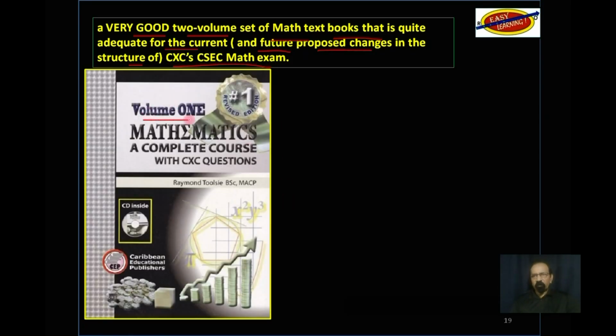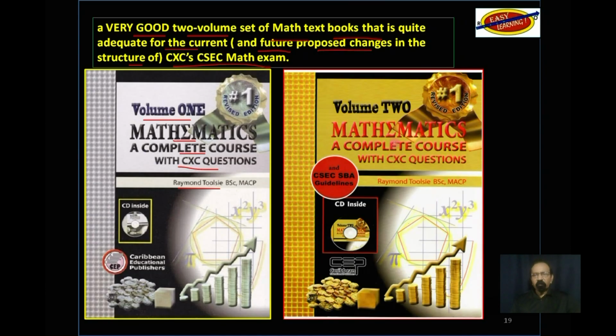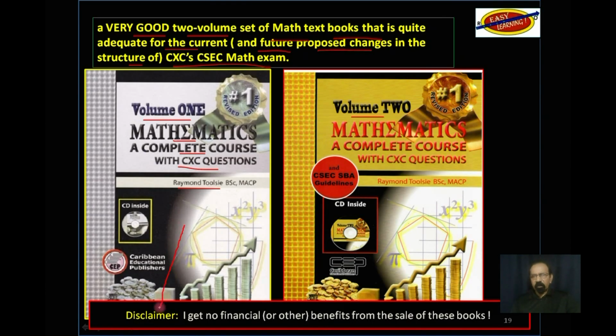This is a picture of volume 1, Mathematics, a Complete Course with CXC Questions by Raymond Toolsie. And this is a picture of volume 2. Please note this disclaimer down here. I get no financial or other benefits from the sale of these books.